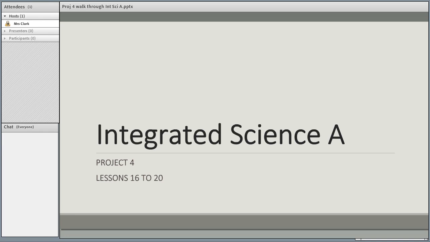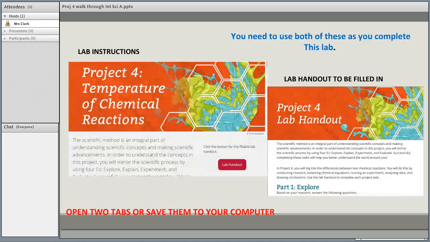So first thing, on all your labs, you want to have the lab instructions. That's what you see as you scroll through the class. And then you want to also have the lab handout. Now the lab handout needs to be filled in. They look similar, but they are different. Lab instructions give you some instructions about what you need to do. The lab handout is what you're going to turn in lesson 20. So you want to save the lab handout to your desktop.